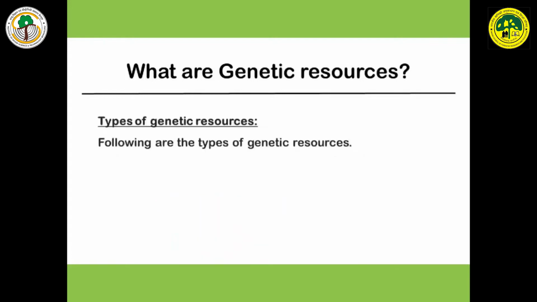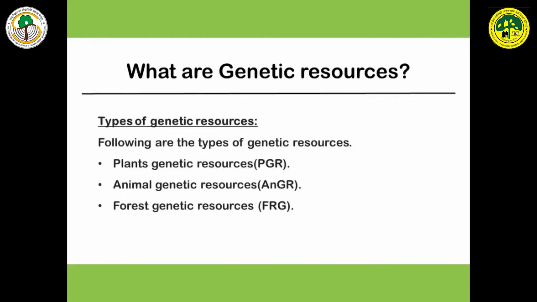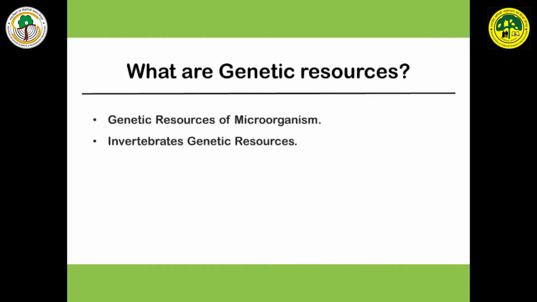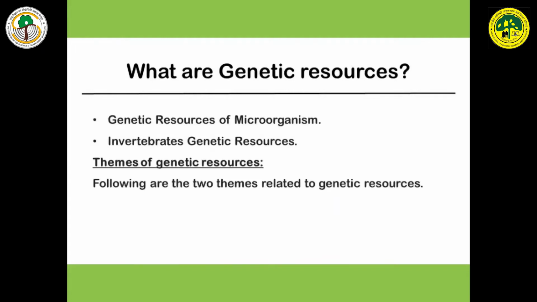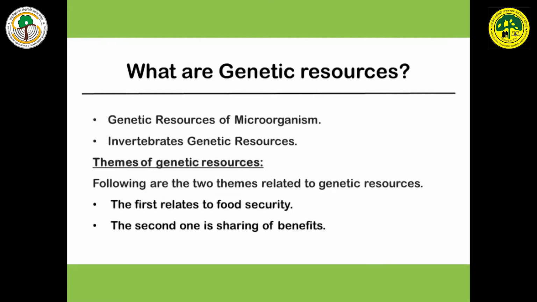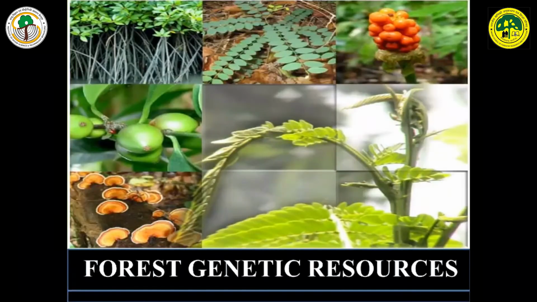The types of genetic resources are the following: plant genetic resources, animal genetic resources, forest genetic resources, aquatic genetic resources, and the other two are genetic resources of microorganisms and invertebrate genetic resources. The themes for genetic resources are the following two: one is related to food security and another one is the sharing of the benefits.